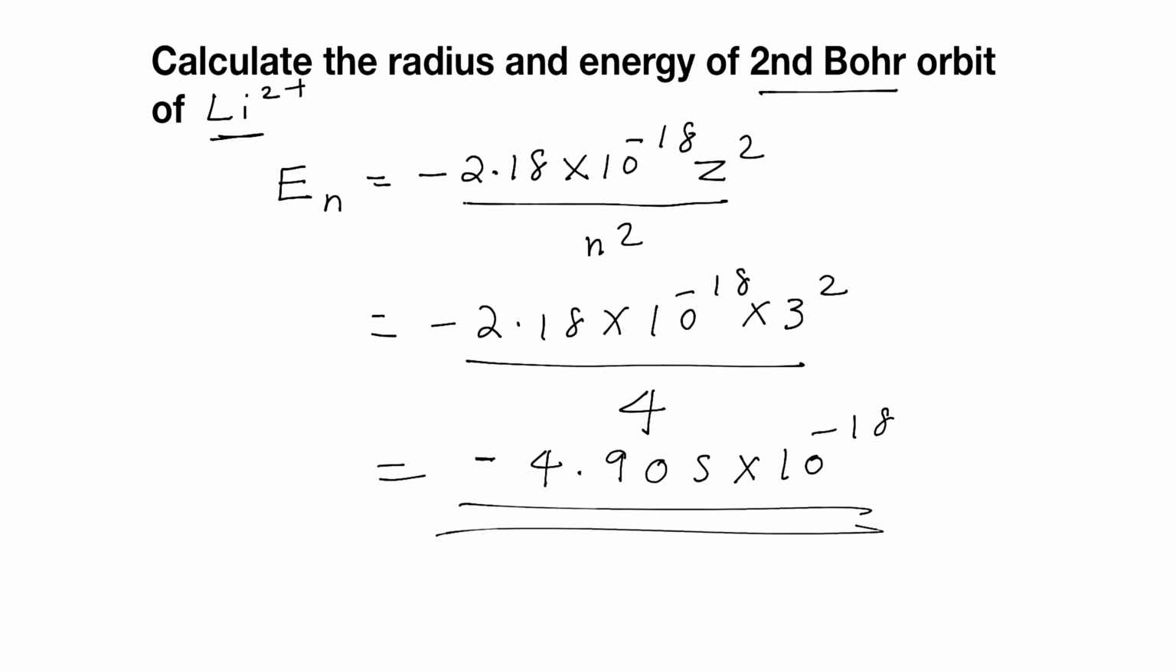Sometimes they will ask what this minus signifies. This minus signifies the attractive force between nucleus and electron. Electron is attracted towards the nucleus. Electrons are bounded by the nucleus. Okay, not inside the nucleus, outside, but it is bounded by an attractive force.